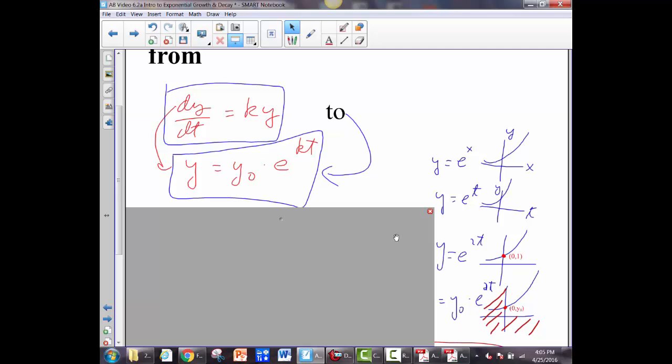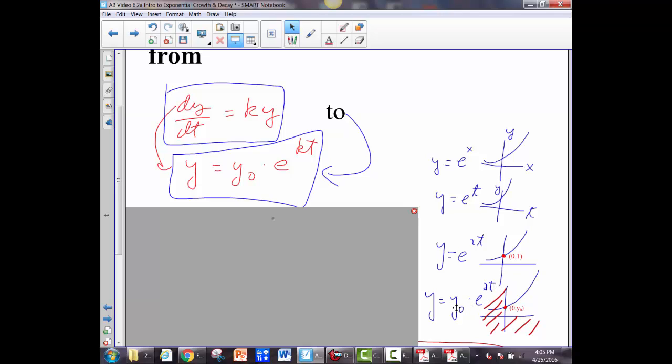Now I just want to explore the graphs a little bit. You should know that y equals e to the x looks like this. So if I change the x-axis to the t-axis, it looks like this. And you can see how it grows very slowly and takes off like crazy. Y equals e to the 2t actually wouldn't look much different.